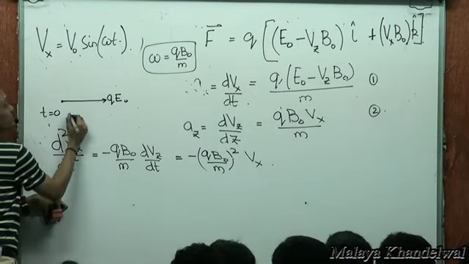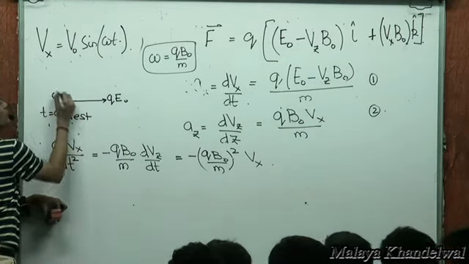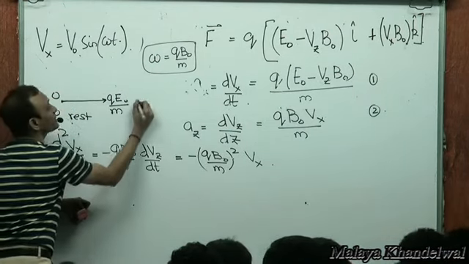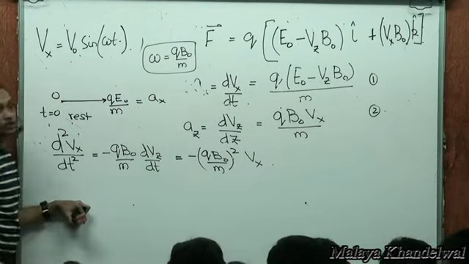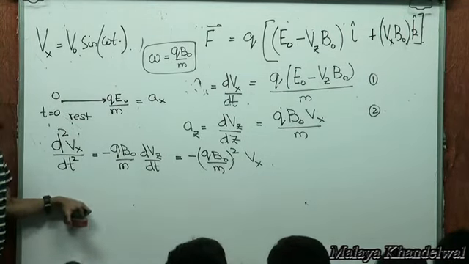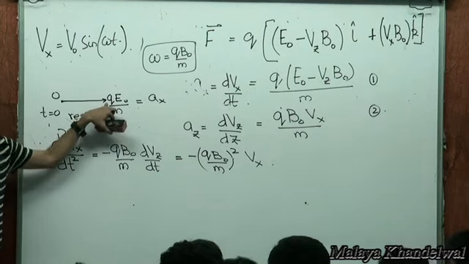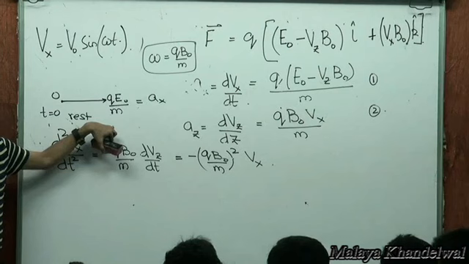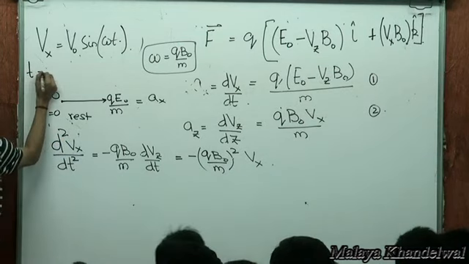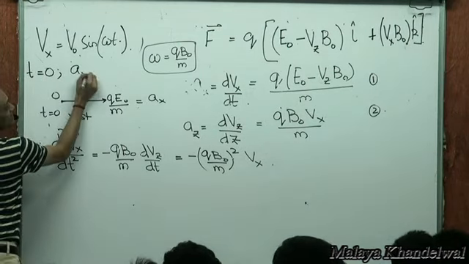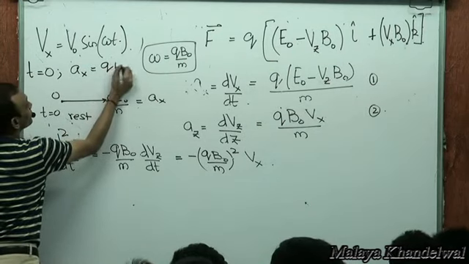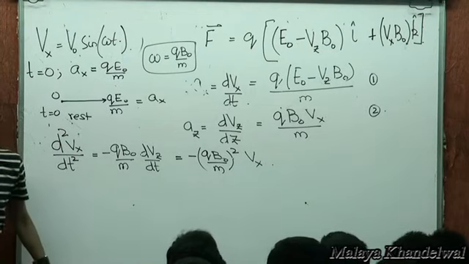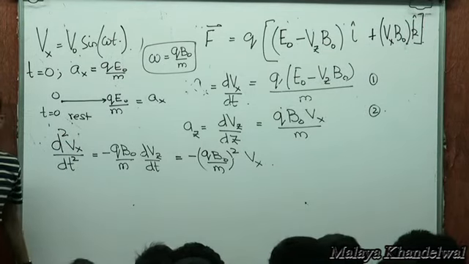Because it started from rest, there was no magnetic force at the origin, there was only an electric force. Therefore, it had only an acceleration in the x direction, which is QE0 by m. At time t equal to 0, the only acceleration that it had was QE0 by m, because there was no magnetic force, right? So at time t equal to 0, Ax was QE0 by m, yes or no?